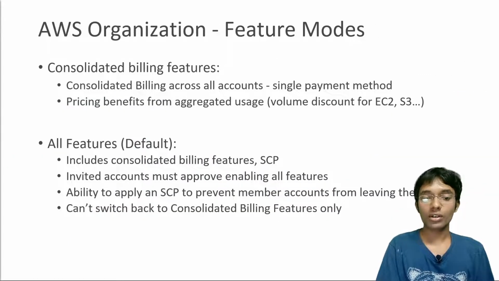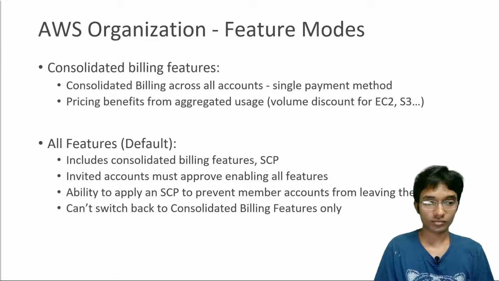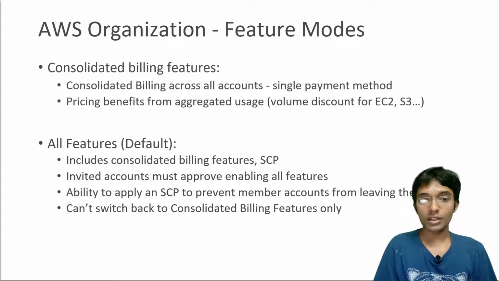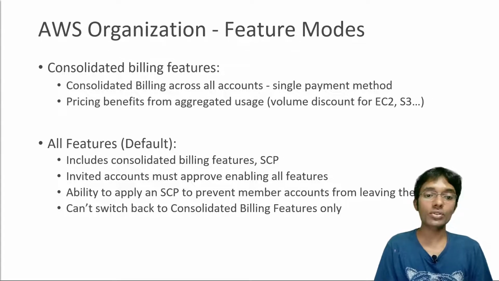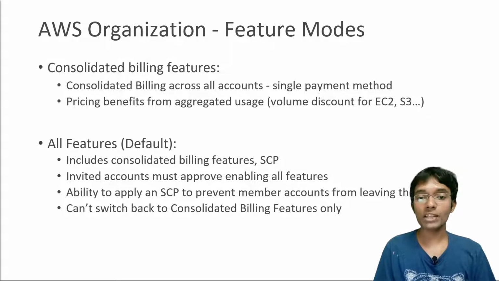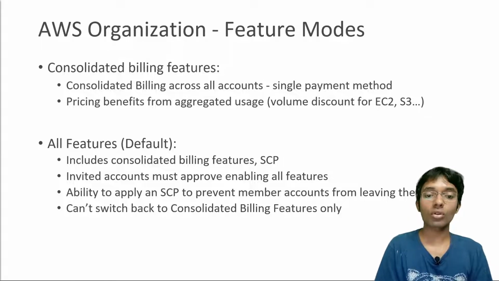So now there are two feature modes you need to know for each AWS organization. The first one is the consolidated billing feature. This is going to aggregate billing across all accounts and give you a single payment method directly from the management account. The reason you do so is that you are going to get pricing benefits from the aggregated usage. You are going to get volume discounts for EC2, for Amazon S3 and so on, because you are using more across all accounts.